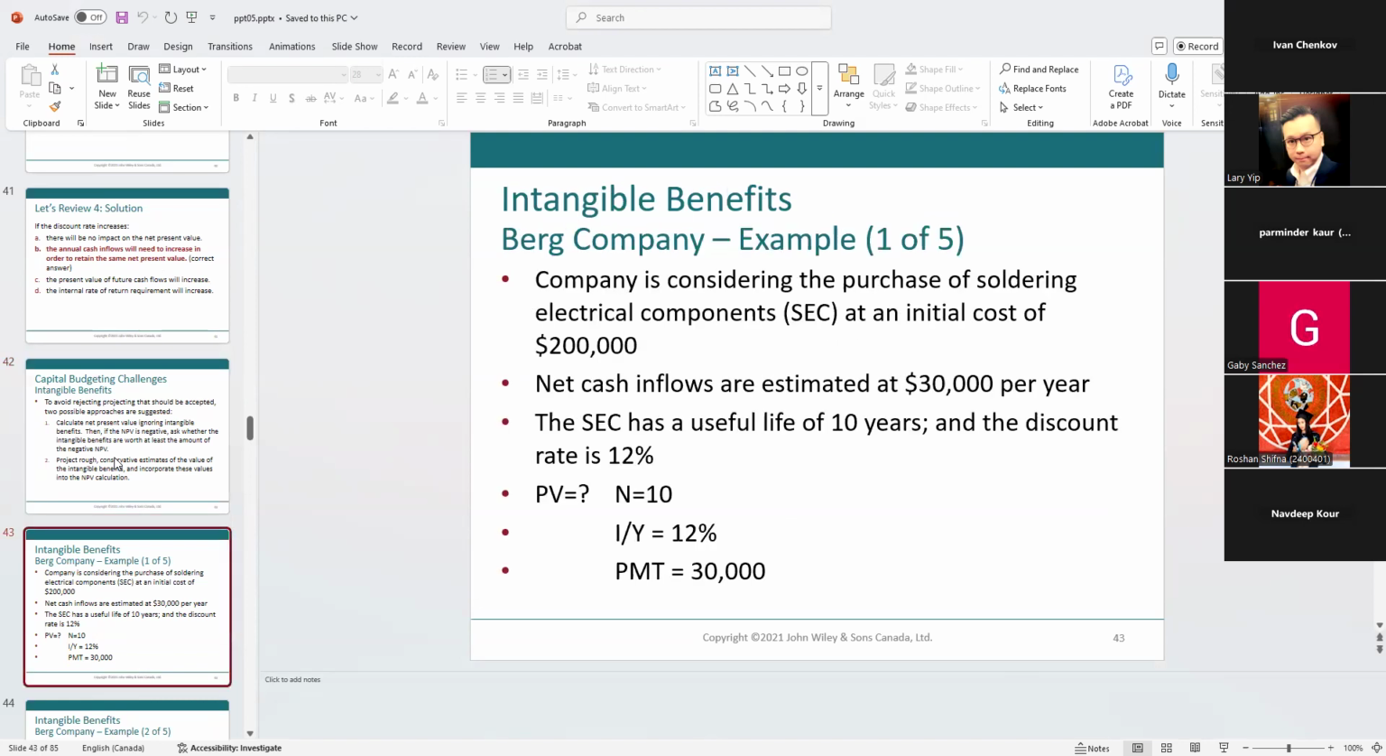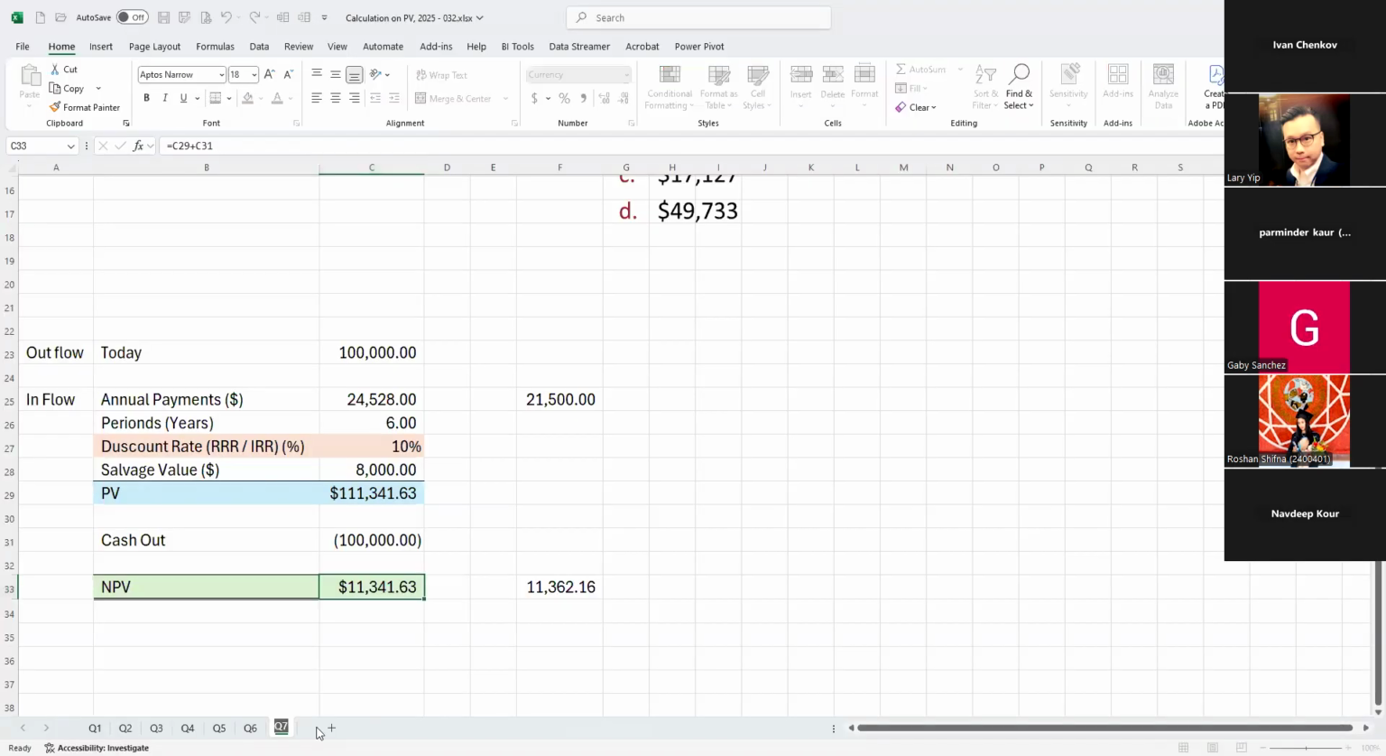Let's see what this is. Here, the company is considering purchasing soldering electrical components at an initial cost of $200,000. Net cash inflow is estimated at $30,000 per year. Useful life is 10 years and the discount rate is 12%. What's the present value? Well, we can easily use our Excel spreadsheet to find out the present value in this case.